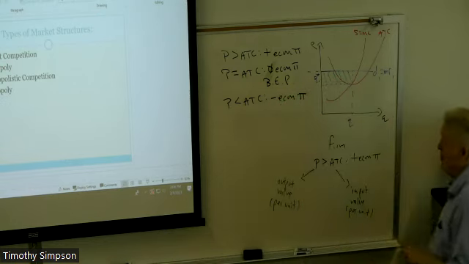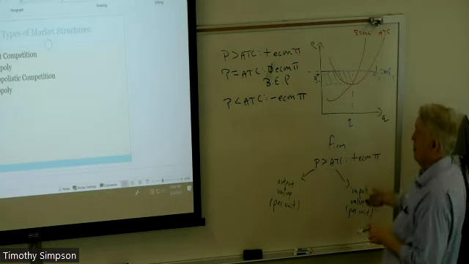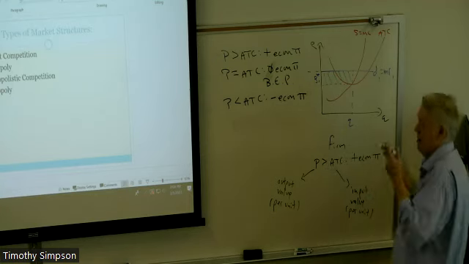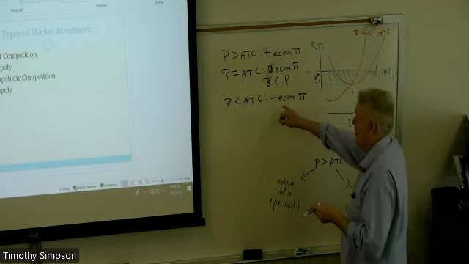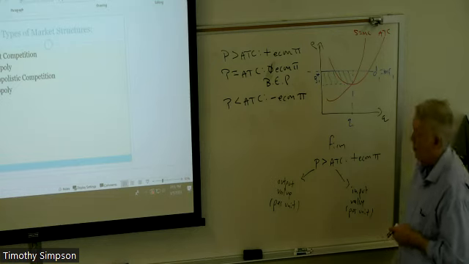There's one final thing here, and that's pretty self-explanatory. If price is greater than average total cost, in other words, if the output value is greater than the input value, then it's positive profit per unit. Makes sense. And if it's less than that, then it makes sense you've got a negative economic profit, also known as a loss.